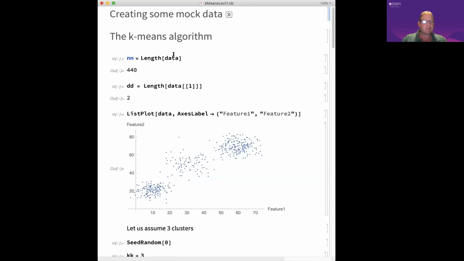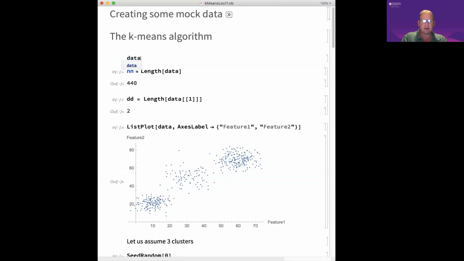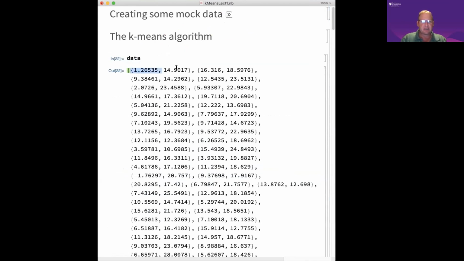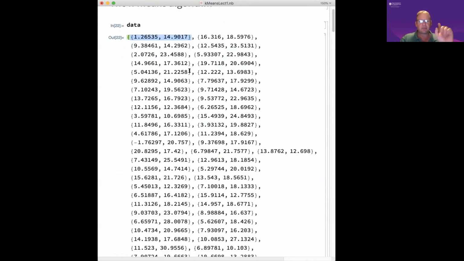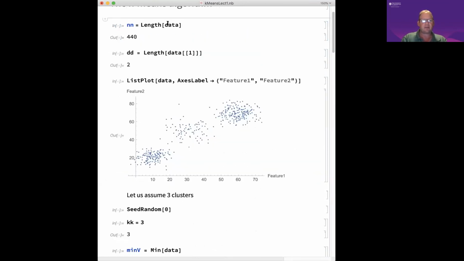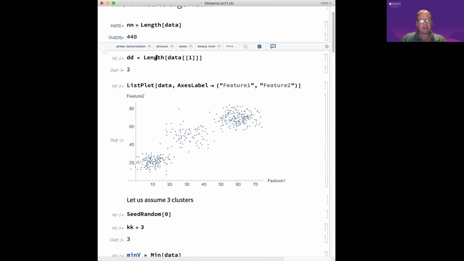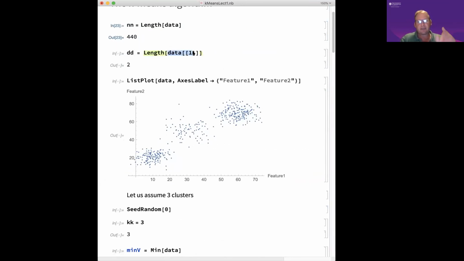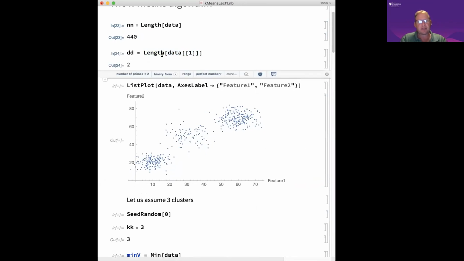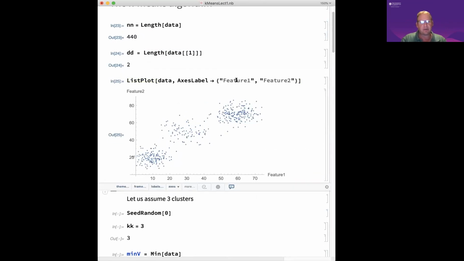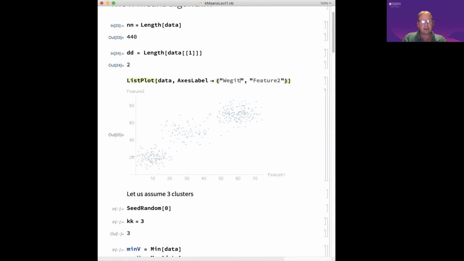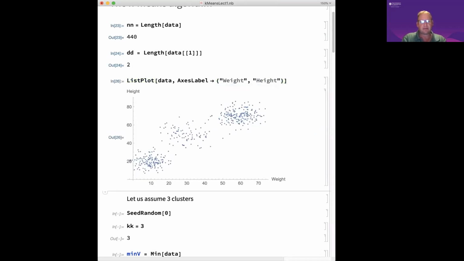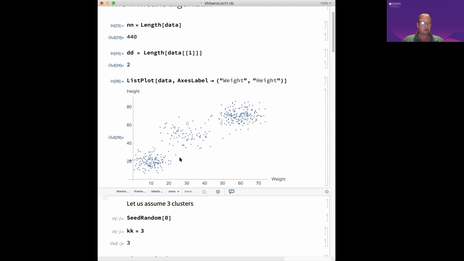Let's do it. We've got our data, a list of 440 such points. Each point is X and Y, so it's a list of lists. The length of the data is 440, and if I take just the first entry of data, that's the dimension, so it's 2-dimensional data. If I plot it again, here's a plot. Let's say feature 1, feature 2, say weight and height. So these are maybe not humans. I don't know what they are.